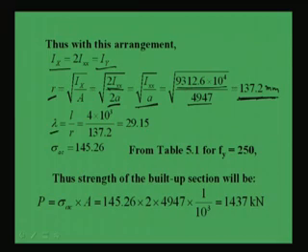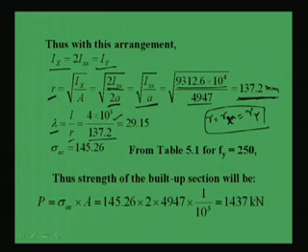So, lambda will become L by r. Now, the effective length has been given as 4 into 10 to the power 3 millimeter, means 4 meter, right, that means 4000 millimeter by r, the radius of gyration. The radius of gyration is 137.2. This radius of gyration, r means rxx, sorry, rx we can say, or ry also, will be the same. So, lambda, the slenderness ratio, is becoming 29.15, right.